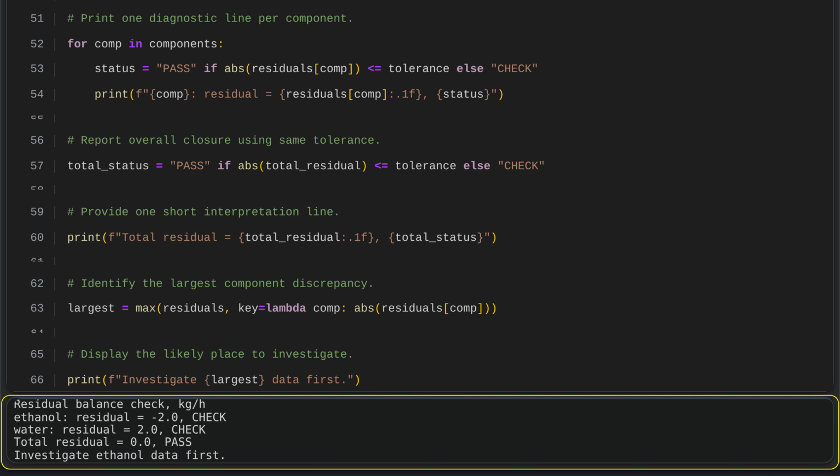This script checks component mass balances by comparing the total amount of each component entering a system with the amount leaving it. It calculates residual differences, tests them against a tolerance, and reports which components pass or need further review. It also checks overall system closure and highlights the component with the largest discrepancy, helping identify possible material balance inconsistencies.